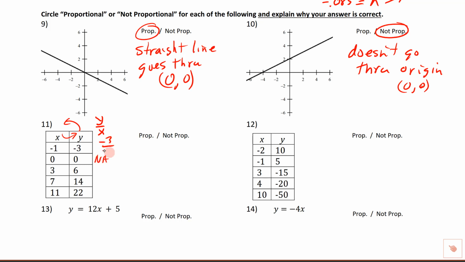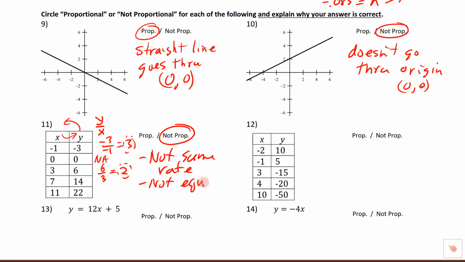So if I do negative 3 over negative 1, if I do the y over the x, I end up with 3. As long as the rest of them are 3's, then we're in good shape. It would be proportional. But let's take a look at this one right here. If I do 6 over 3, I end up with a 2. Okay, so that's not proportional. So what we're going to say on this one is not same rate. We could also say this, not equivalent ratios.